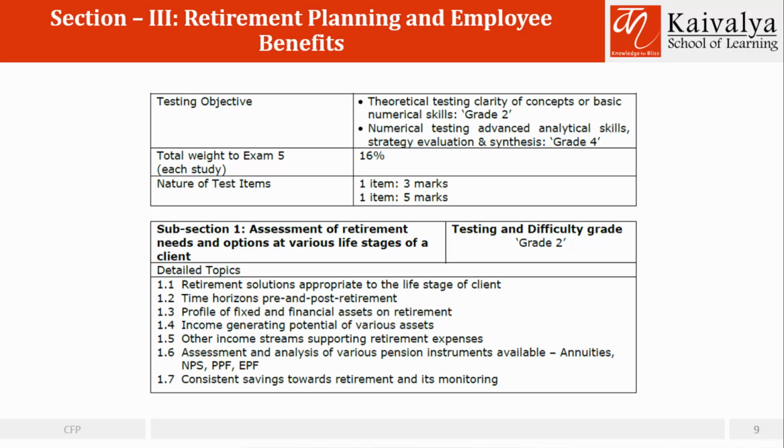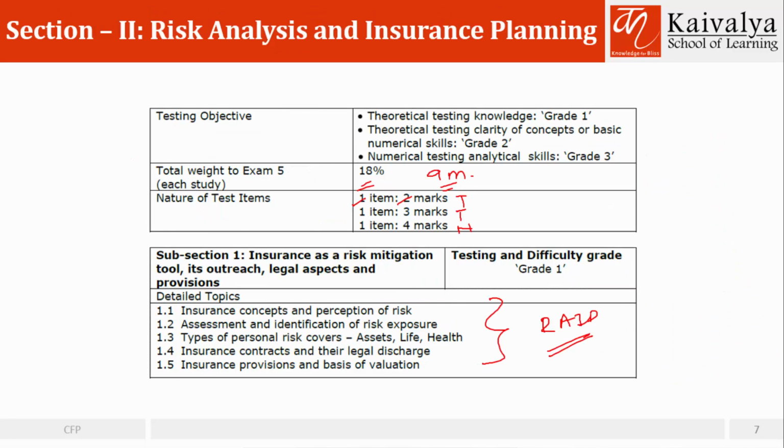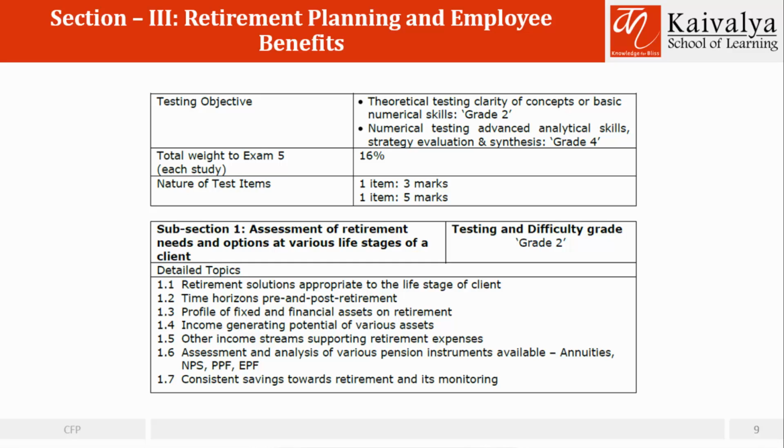Move further, and it is retirement planning and employee benefit. Has the weight gone up? We can check it. No, it has actually come down. Fine. So per case study you will have 8 marks. One question of 3 marks per case study, and yes, we have got a 5 marker question here. So grade 2 we understand this is a question of 3 marks.